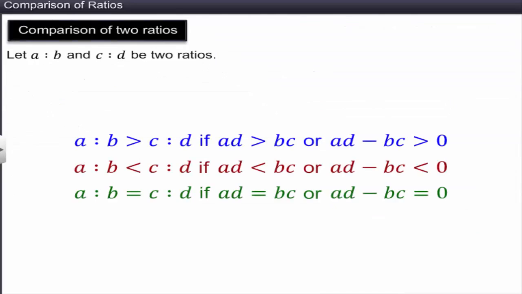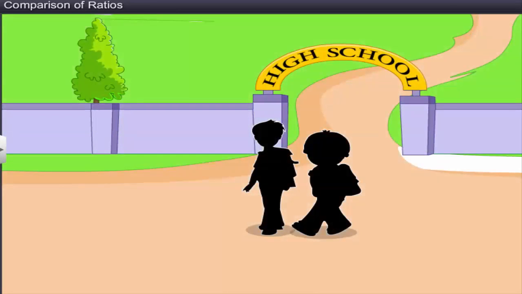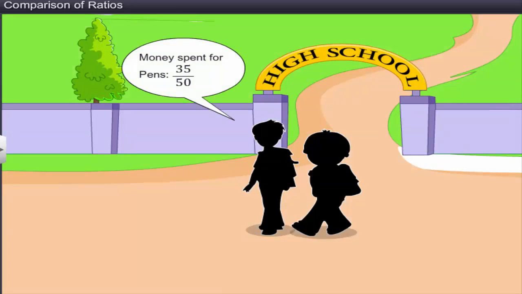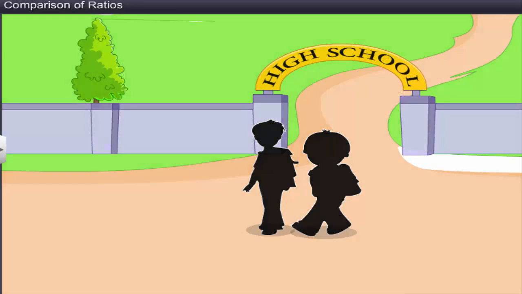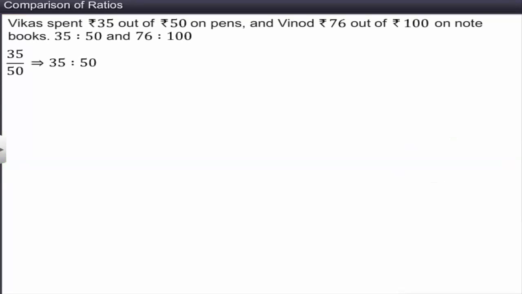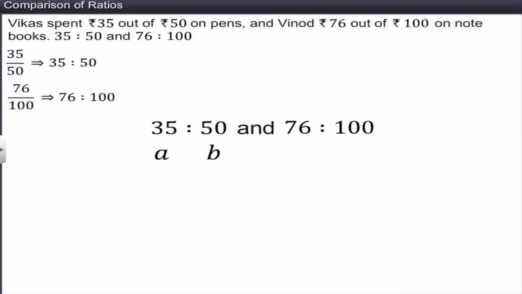Now, let's get back to Vikas and Vinod. To find the answer as to who spent relatively more money from what they originally had, it is clear that we have to compare the two ratios 35:50 and 76:100. This data can be represented as fractions as shown here. These are like the ratios A is to B and C is to D.